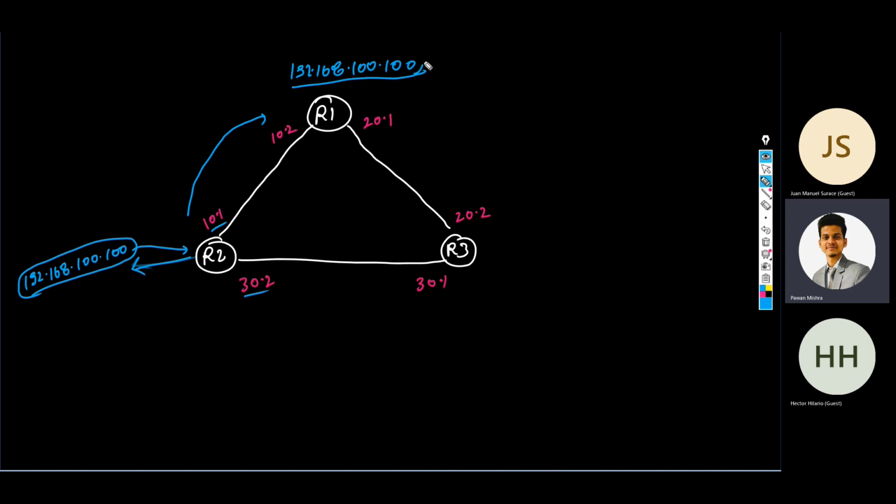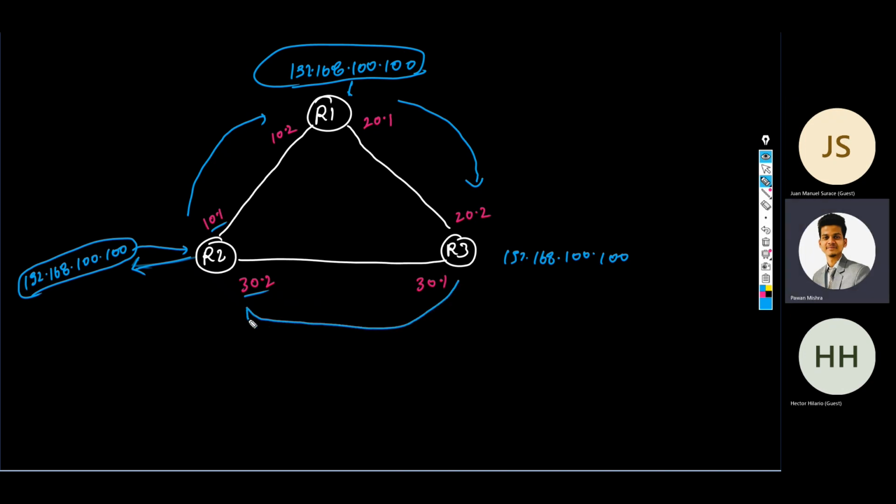192.168.100.100. So this R1 router is also checking: do we have any 100.100 route IP? No, we don't have. Now the R1 router will send it towards R3. R3 router will receive what again? 192.168.100.100. It will be checking: okay, do I have any 100.100 route? No, we don't have. What will this R3 router do?